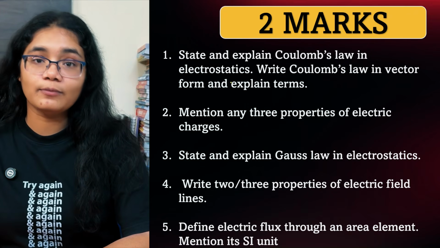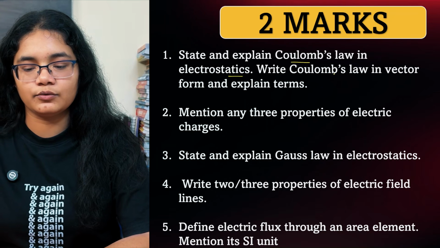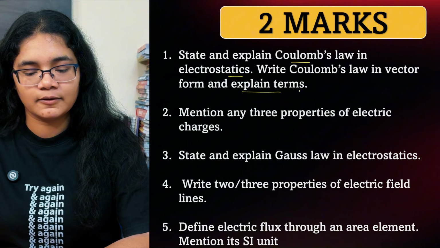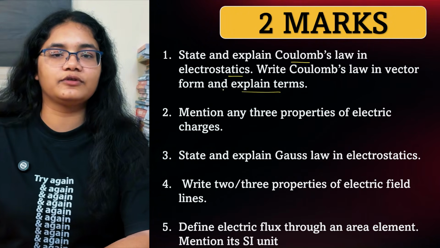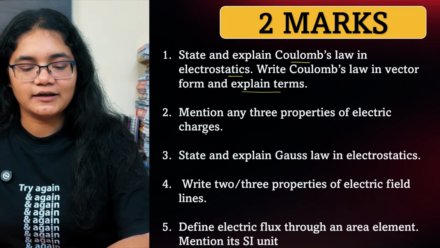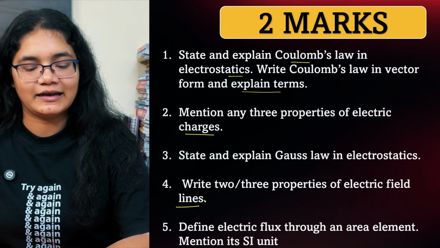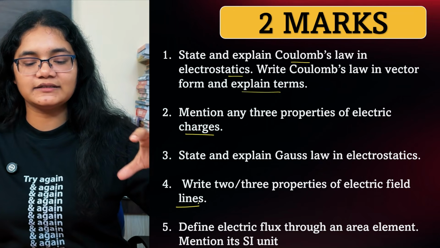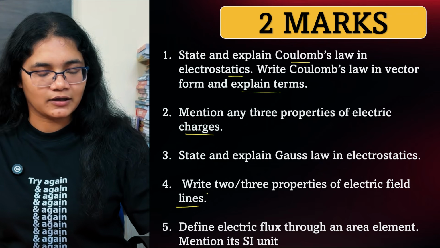Next, moving to 2-marker questions, state and explain Coulomb's law in electrostatics. Write the Coulomb's law in vector form and explain the terms. This is the same as this question, so it can be asked in both 3-marker and 2-marker sections. Mention any 3 properties of electric charges. This is also similar here, electric field lines. So you can see if 2 properties are asked, then it will become a 2-marker question. If 3 properties are asked, it will be part of a 3-marker question.